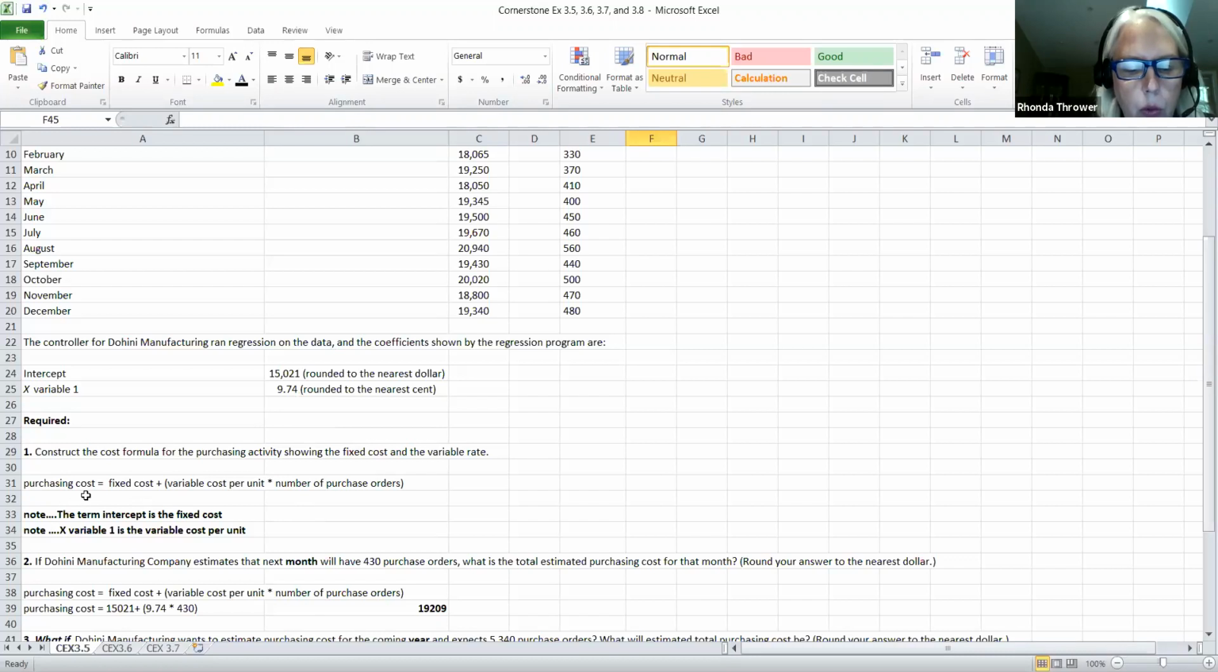It's the same thing that we were doing in previous exercises. We're taking our total cost, which would be equal to the fixed cost plus the variable cost. I just broke the variable cost down into the variable cost per unit times the number of purchase orders in this case, because that was the activity that drove the variable cost.